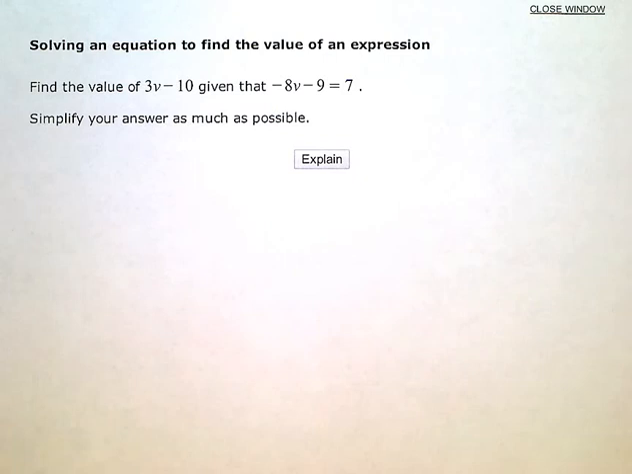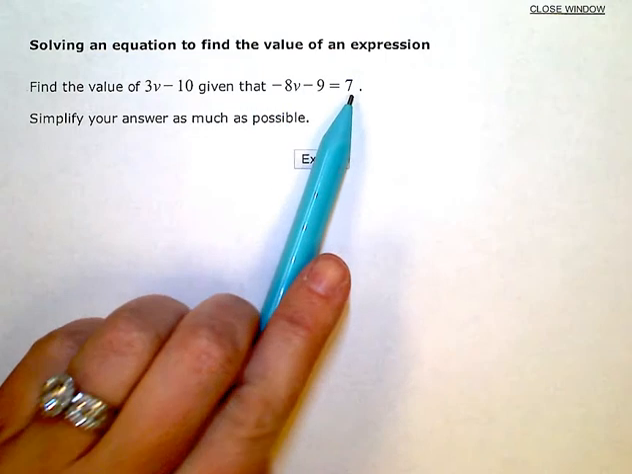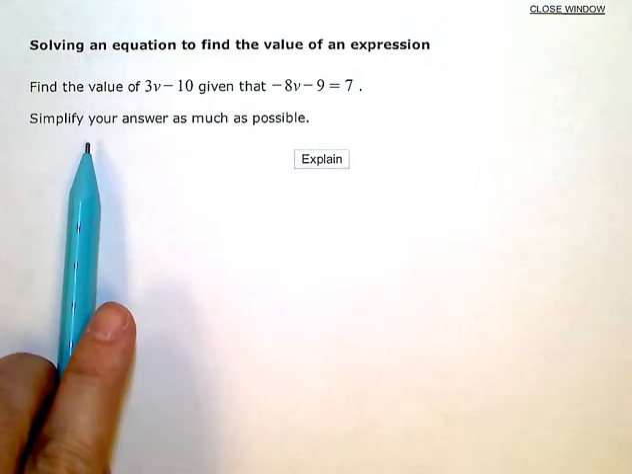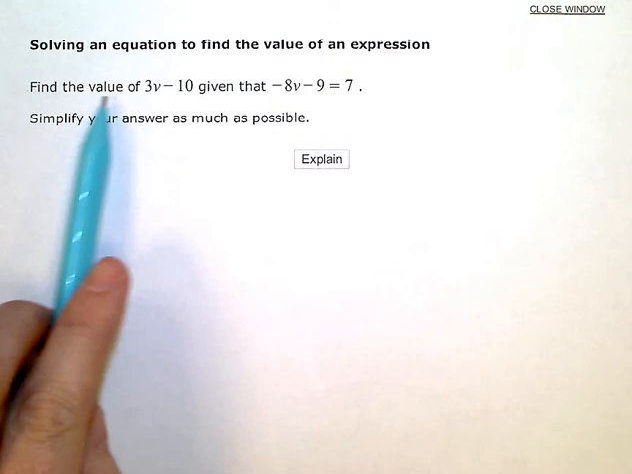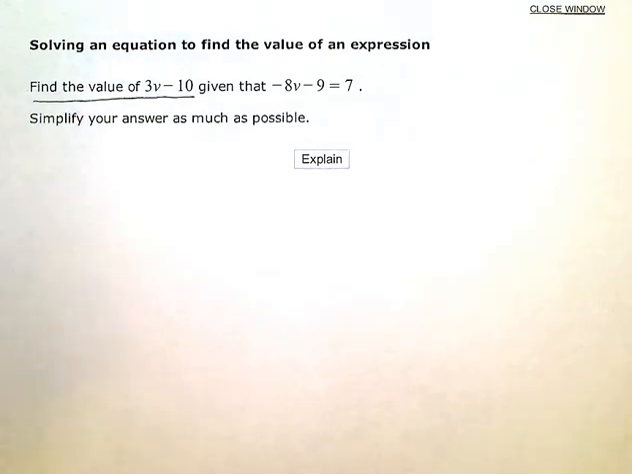Solving an equation to find the value of an expression. Find the value of 3v minus 10 given that negative 8v minus 9 equals 7. Simplify your answer as much as possible. Okay, now, to find the value of 3v minus 10, that's my actual problem here, okay?